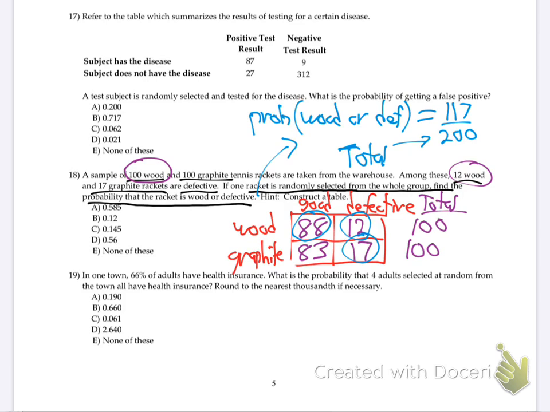117 of the rackets are either wood rackets or they're defective, right? Because there's 100 wood rackets, and then there's 17 other rackets that aren't wood, they're graphite, and they're defective. So there's 117 out of 200. Divide that on your calculator. I'm betting you're going to get that. 0.585? Yes. All right, 0.585. There it is. Is that good?